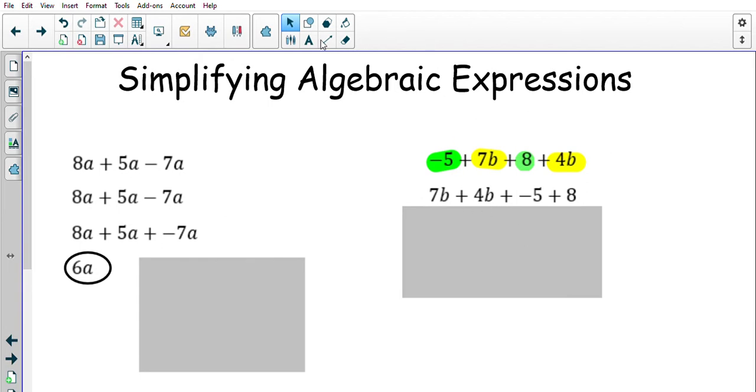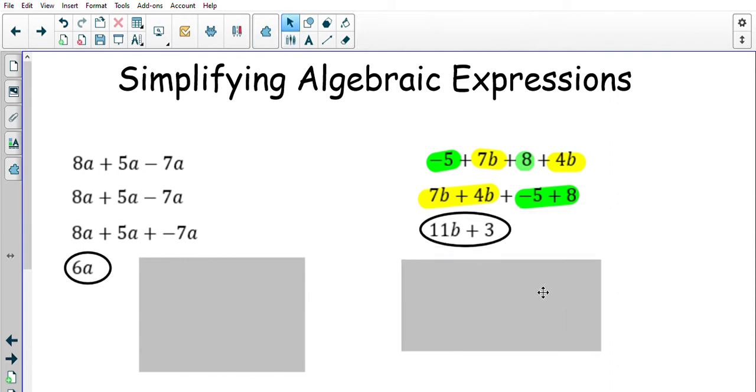Add your 7b and your 4b together, and that's going to get us 11b. Add your negative 5 and your 8 together, and that will get you 3. Remember, you can use your calculators in this unit. It's really good for you to use them to double check your solution. So the final answer will be 11b plus 3.